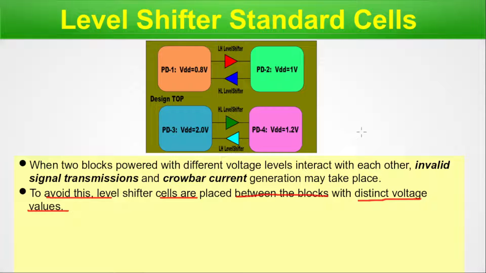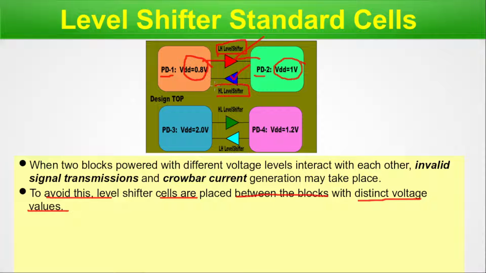Here is the graphical representation, or the infographic. Let me give some description. Here PD1 operates at VDD equal to 0.8 volt. PD2 is with 1 volt. So the low to high level shifter, LH level shifter, is working from this to this direction. You can see with the arrow, right? And this is the level shifter cell.